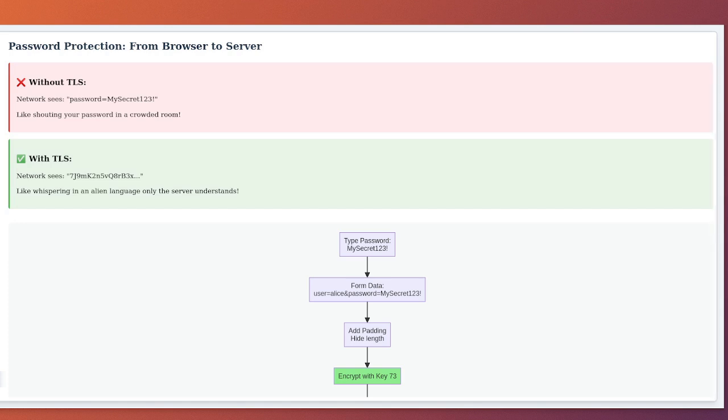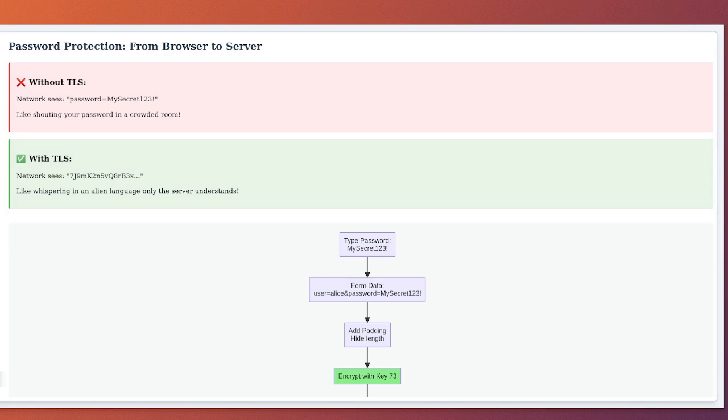For example, let's say your password is mysecret123. When you type it into a login form, it exists in plaintext in your browser's memory. Without TLS, when you click login, this password would travel across the internet exactly as you typed it. Anyone monitoring the network, your ISP, coffee shop Wi-Fi operator, government agencies, hackers, could see mysecret123 flying by. It's like shouting your password in a crowded room.